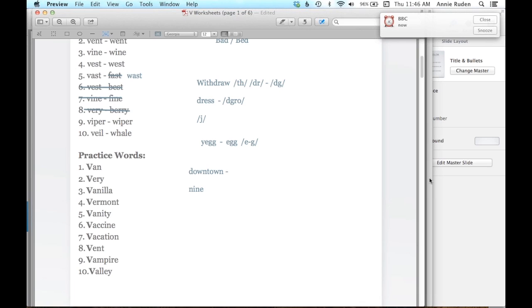As far as the difference between the N and the NG, the N is in the front of the mouth. So we have that tongue basically in the same position as the T and the D, kind of on that ridge, except the tongue is covering the whole roof of the mouth.